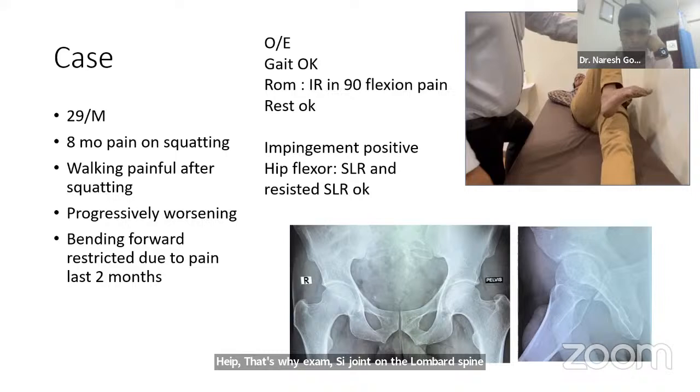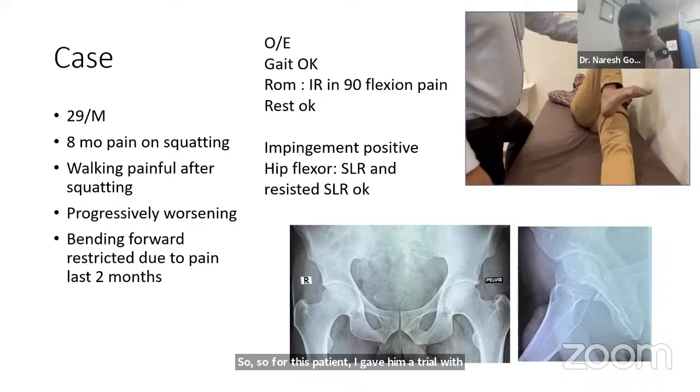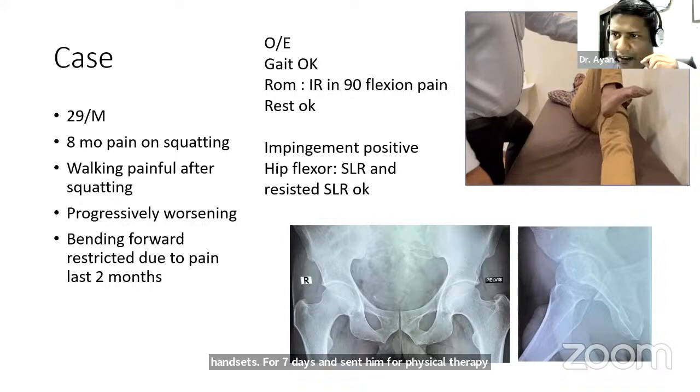So for this patient, I gave him a trial with NSAIDs for 7 days and sent him for physical therapy, and asked for some restriction with the movement.